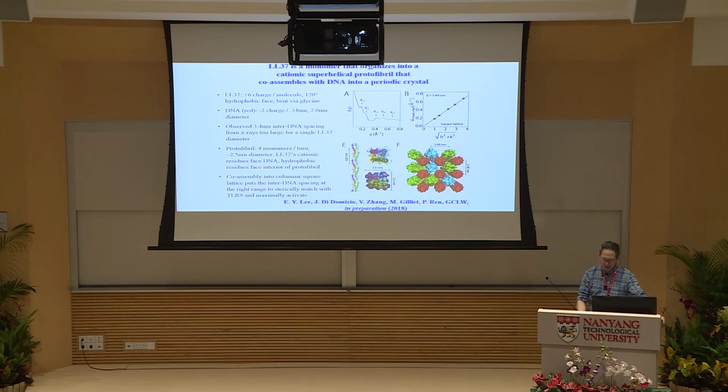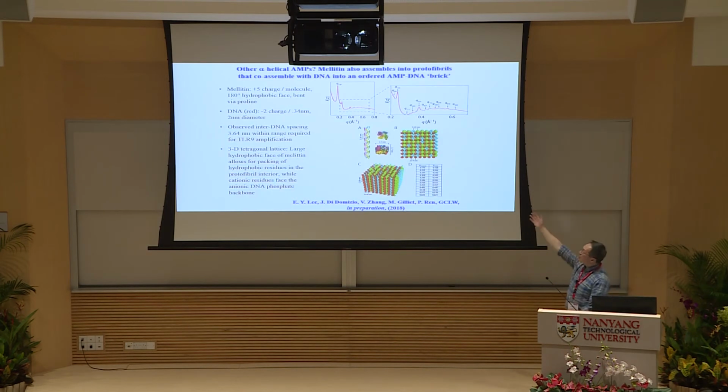If you look at the cross-section, you see 4 LL37 molecules, and this is the structure that winds up maximally activating. If you look at another alpha helical AMP, melittin, from bee sting venom, again, you get something very similar. And again, you get this 3-dimensional tetragonal lattice with the same kind of fibril, where you have this kind of 4-fold coordination with the hydrophobic core.